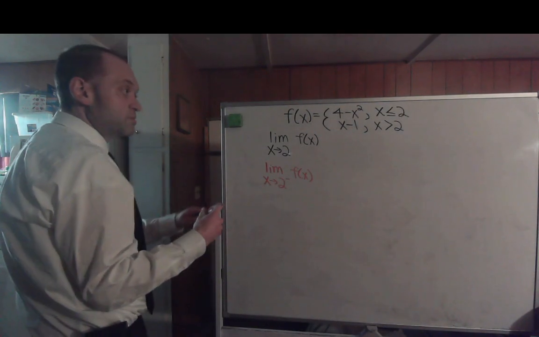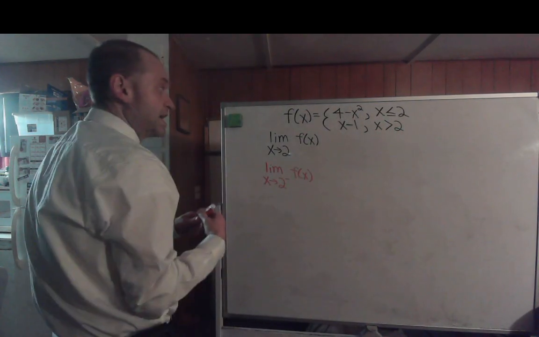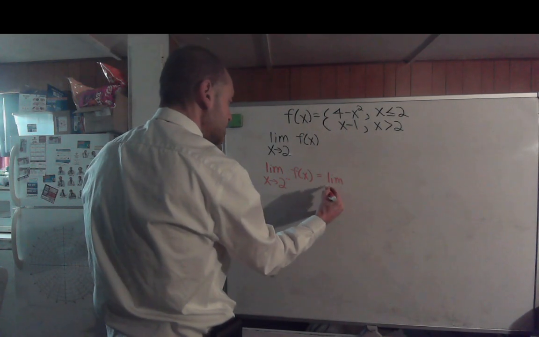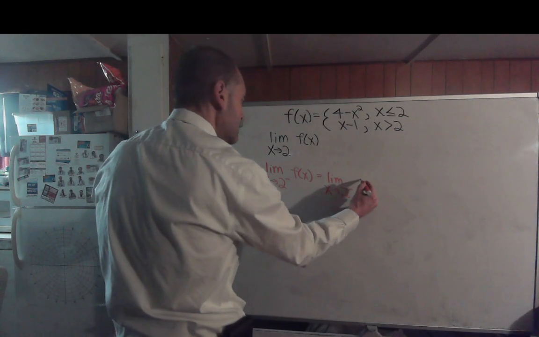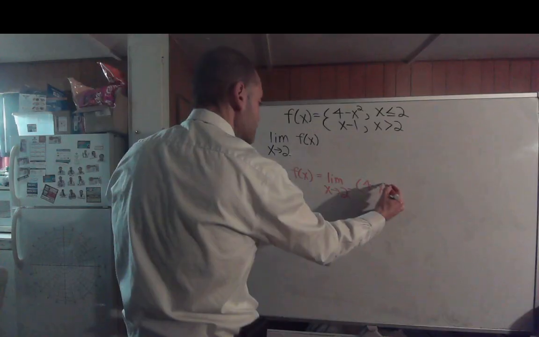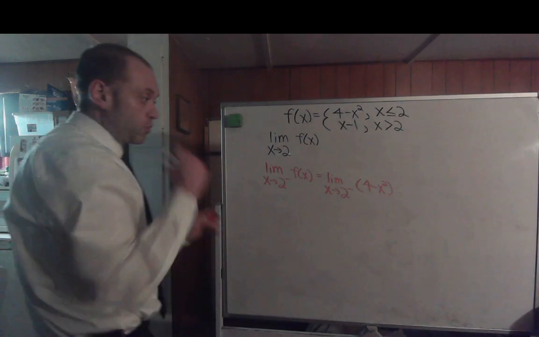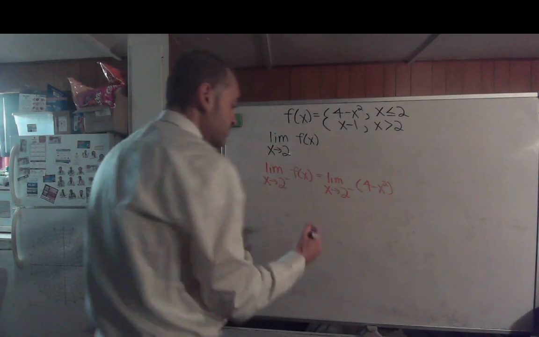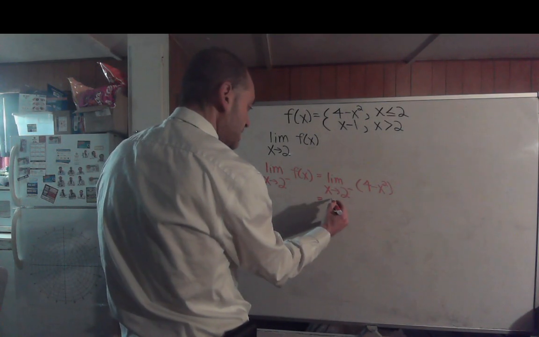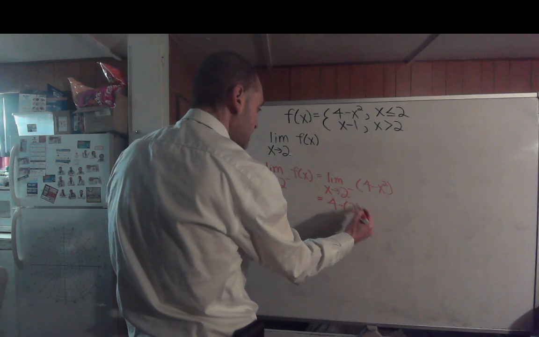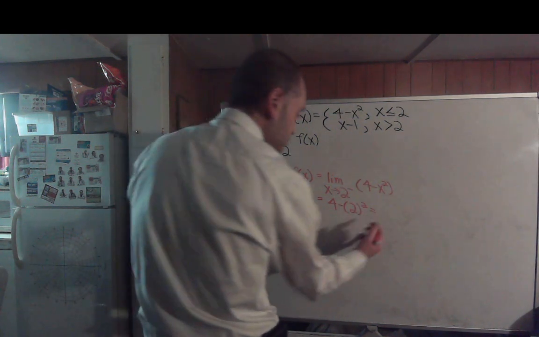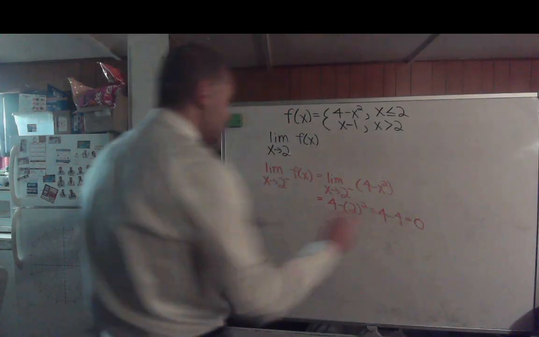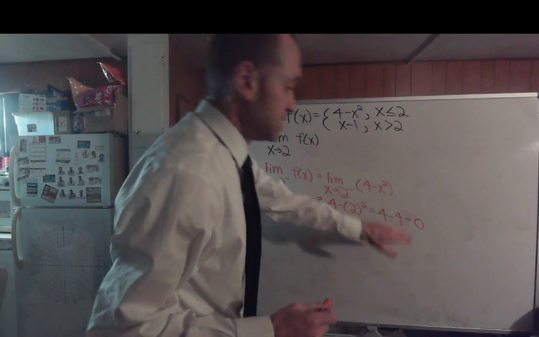Well, 2 from the left means it's less than 2, so it's going to behave as 4 minus x squared. So this will become the limit as x approaches 2 from the left of 4 minus x squared. Well, 4 minus x squared is a polynomial function, so we can do direct substitution. So that means we could put in 4 minus that 2 squared. Well, 2 squared is 4. This will be 4 minus 4, which equals 0. So we have a left-handed limit of this function being 0.